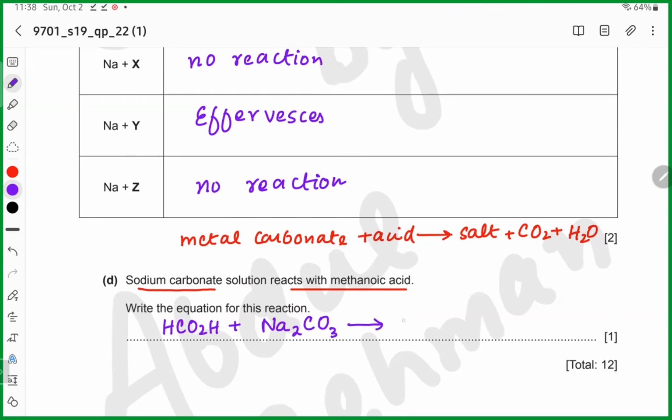When these two react, the hydrogen that is bonded to the COOH group will be displaced by Na. Along with that, we will get water and carbon dioxide. There are two Na, which means I have to put 2 over here and 2 over here. Now the equation is balanced. You can easily check. If anybody has any doubt, kindly ask.